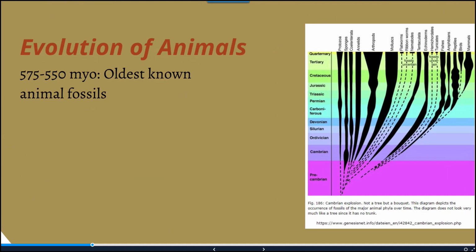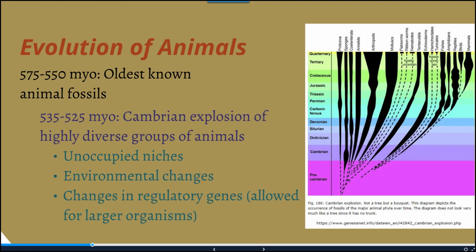In terms of the evolution of animals, there are a few key points within history that we can link to help us understand the progress of some of these developments evolutionarily. First, around 575 to 550 million years ago, we had the oldest documented known animal fossils. Within the period of 535 or so to 525 million years ago was something called the Cambrian explosion.